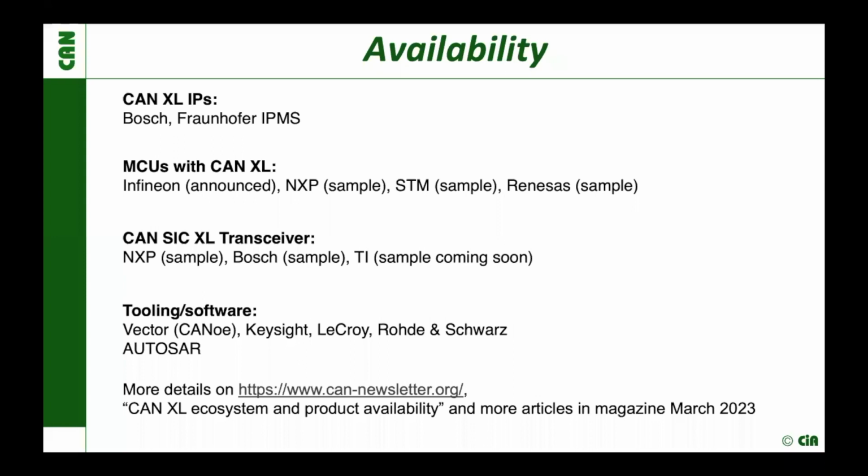Fraunhofer has also developed their CAN XL IP, but this is distributed via a company named CAST. Besides these two, NXP and Vector have also developed their CAN XL IPs, but they are only used for their own MCUs, respectively their tools.